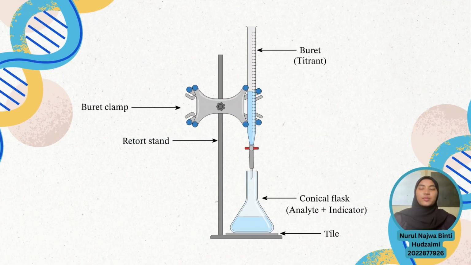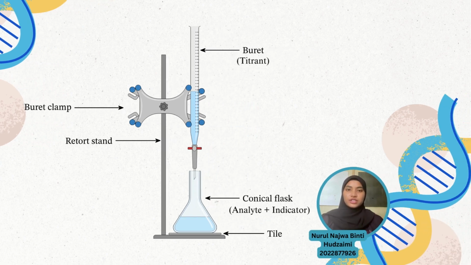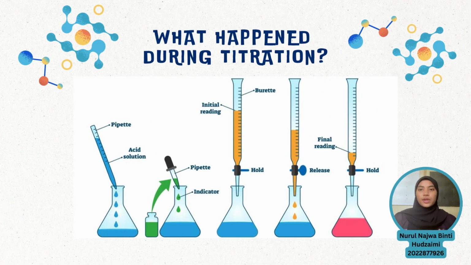Here is a diagram of a titration setup. As we can see, the titrant goes in the burette and the analyte goes in the conical flask along with the suitable indicator. A white tile is usually placed under the conical flask to make it much easier to observe color changes. So, what happens during a titration?